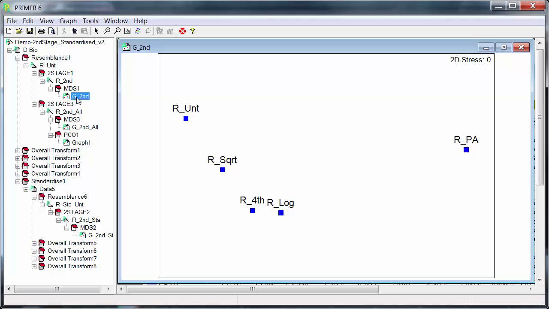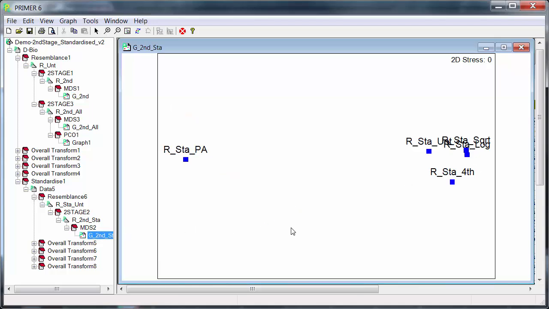Better is to go to an MDS. Remember, MDS is based on the ranks of the values. This result here is similar to one I've shown before in my second stage analysis video, starting at about 6 minutes from memory, where presence absence is obviously the most severe transformation. We remove all abundance information, and it's simply whether the species is there or not, and square root, fourth root, and log string out along a gradient towards presence absence.